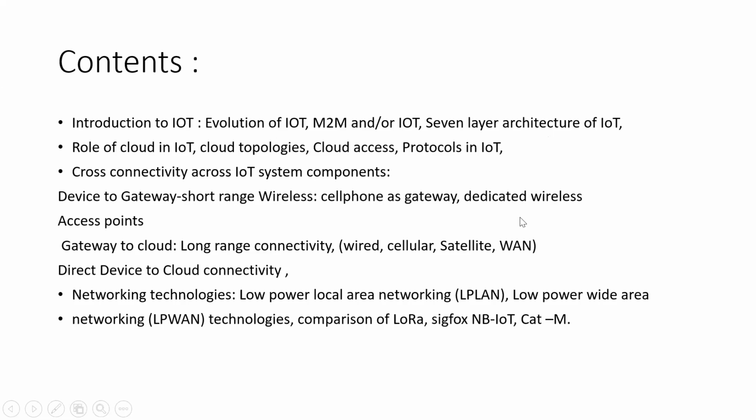So here we are going to study device to gateway short range wireless communication. Okay, cell phone as a gateway, dedicated wireless access points. These two things we are going to study in this. Gateway to the cloud, that is also we are going to study. Device to cloud connectivity, how it is achieved, that is also we are going to study.